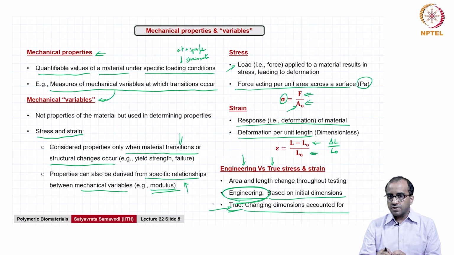So all we have said is, we have defined what stress and strain are. Stress is simply the force acting per unit area across a surface, and it can be thought of as the load or force applied to a material that results in deformation, and the extent of deformation is quantified by strain.